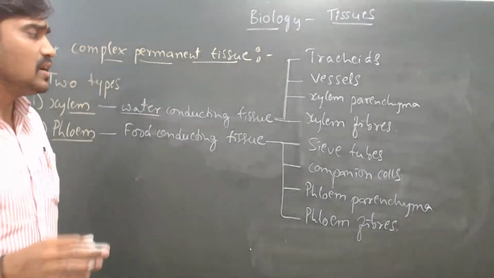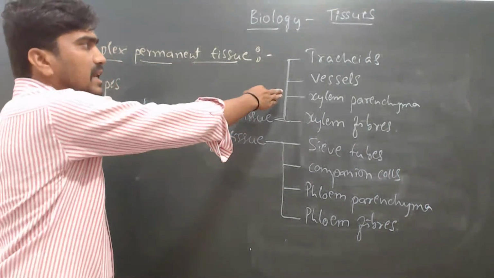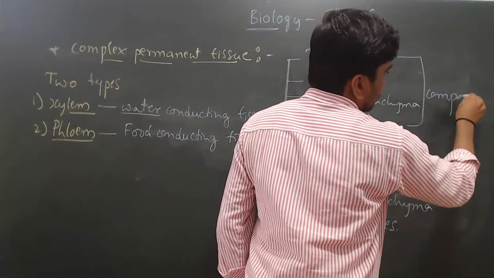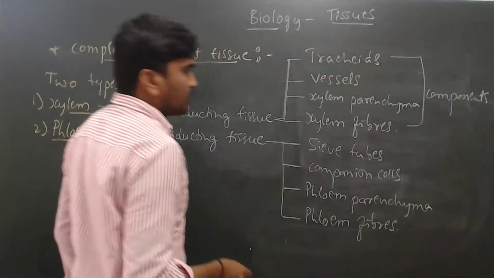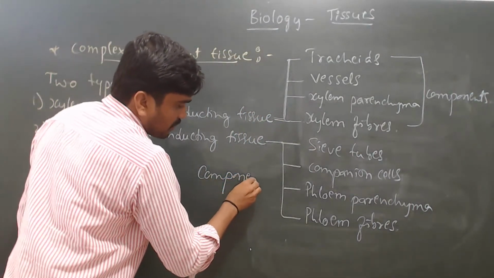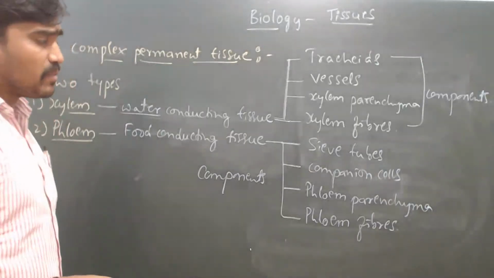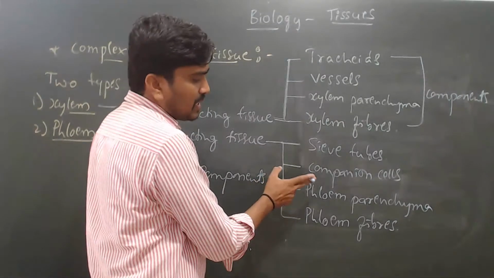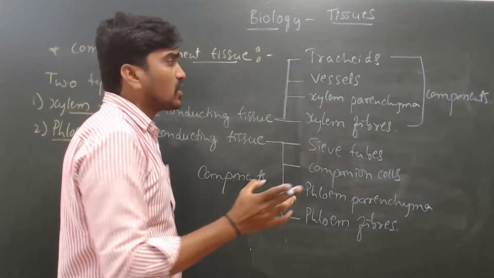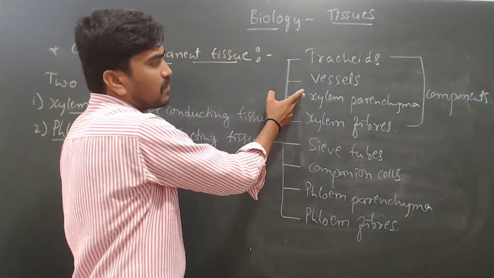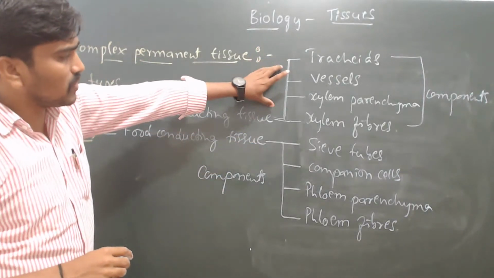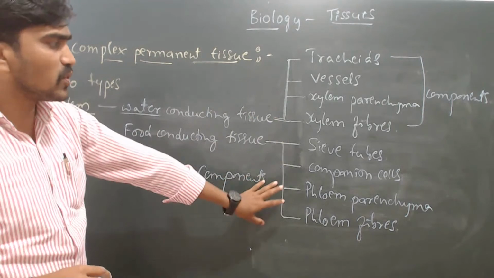See, this is about the components of the xylem, and these are the components of the phloem. Phloem components are sieve tubes, companion cells, phloem parenchyma, phloem fibers. Xylem also contains four components: tracheids, vessels, xylem parenchyma, and xylem fibers. Don't get confused here. Here four, here four. Xylem contains four components, phloem contains four components.